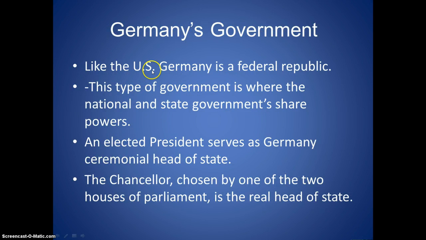Their government is kind of like the U.S., where they have a federal republic. So the national and the state governments all share power. So you have a national government, then you have a state government, and they share a lot of the powers. And a president serves as the ceremonial head of state, but the person with a lot of real power is the chancellor. He's chosen by one of the two houses of parliament they have, and he's really the big head of state. So instead of being just a figurehead, the ceremonial person with the president, the chancellor is the one that really has a lot of the power there in Germany.